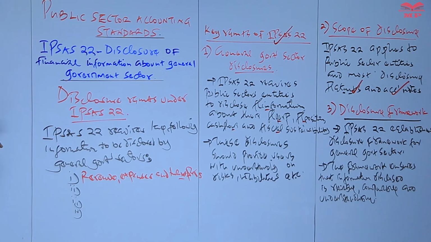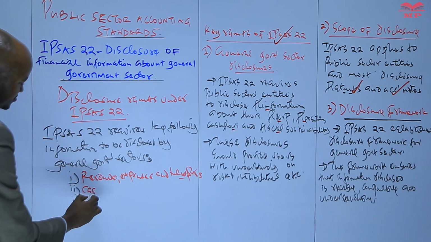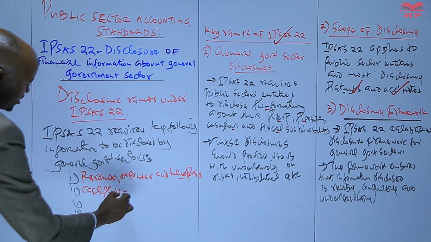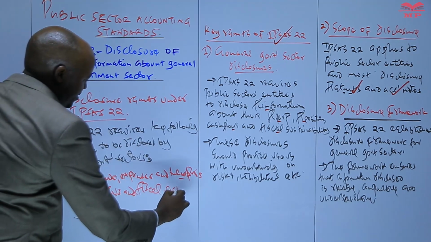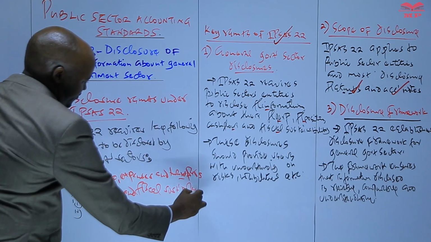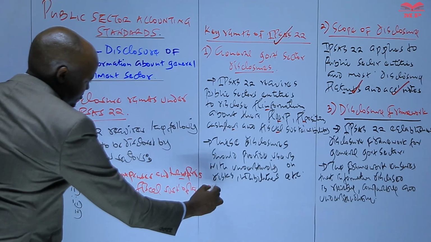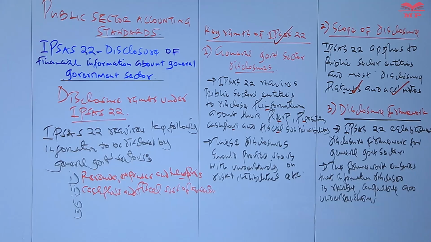The other information which also needs to be disclosed is the cash flows and the fiscal sustainability of the sector. The cash flows and fiscal sustainability of the sector. So that is the other information to be disclosed.